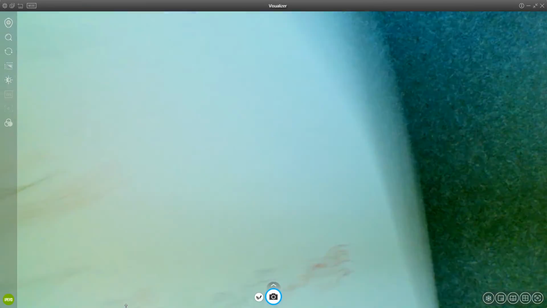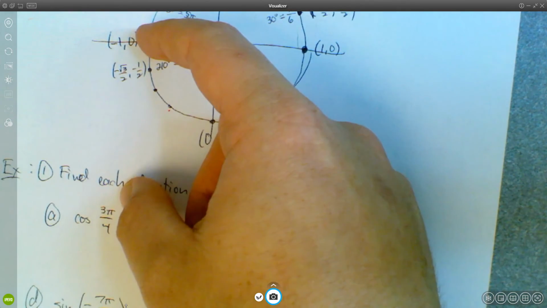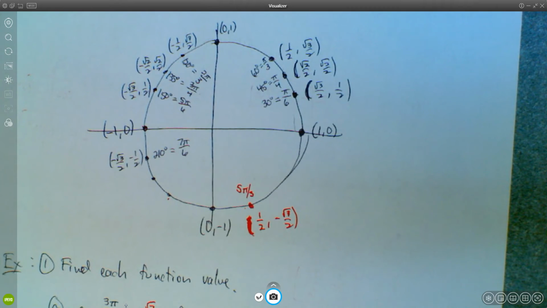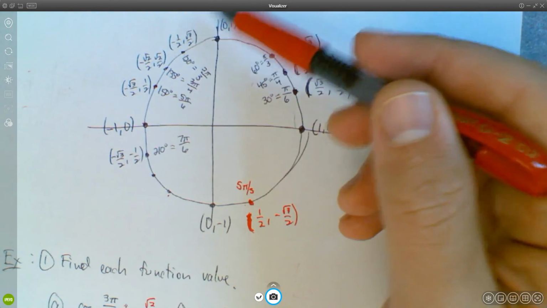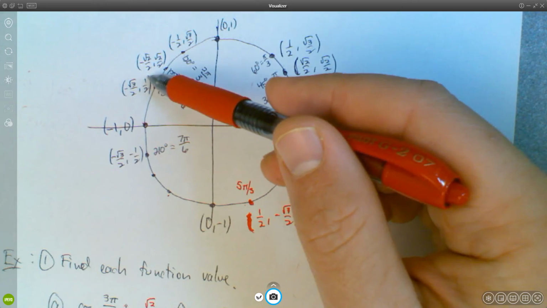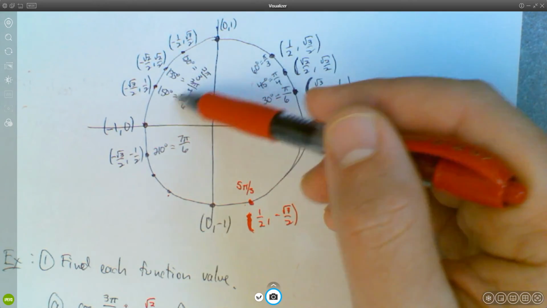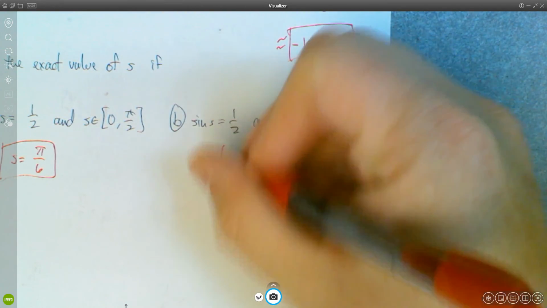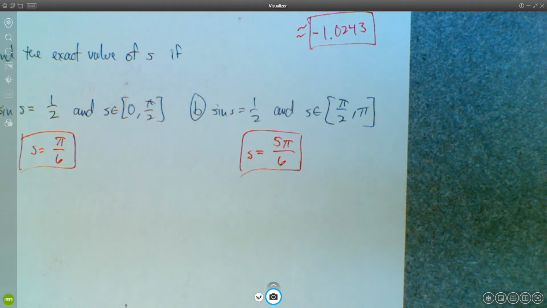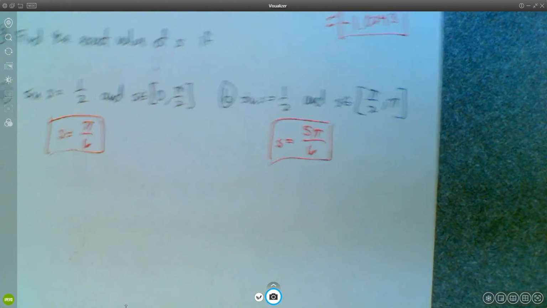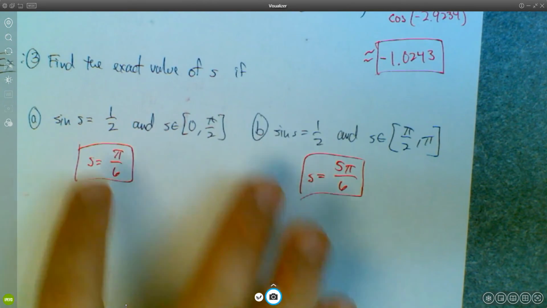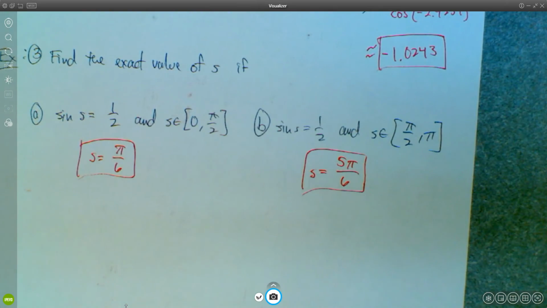Okay, here we go. S is between pi over 2 and pi. That puts you in quadrant 2, right? But sine S is again 1/2. That's the y-coordinate. So the y-coordinate is 1/2 right here at 5 pi over 6, right? So S should equal 5 pi over 6. Okay. So of course we can do this on the calculator as well, so that we can do values that we don't have memorized or that are not on the unit circle.